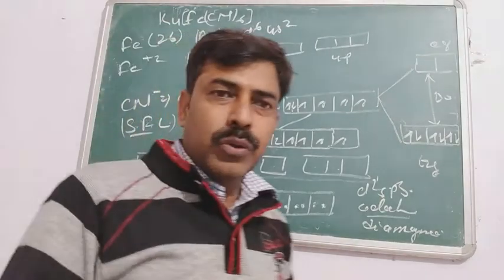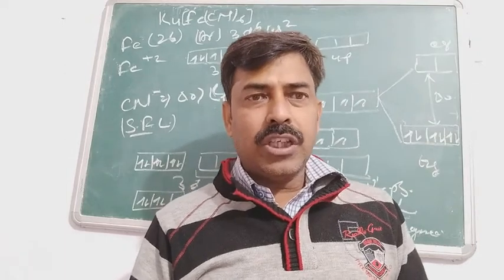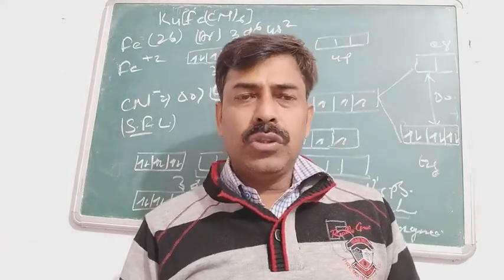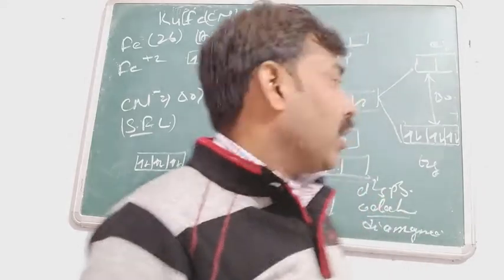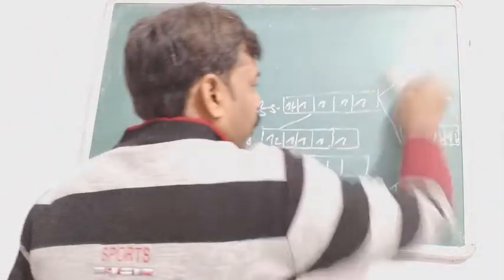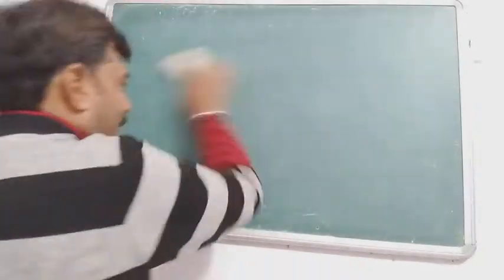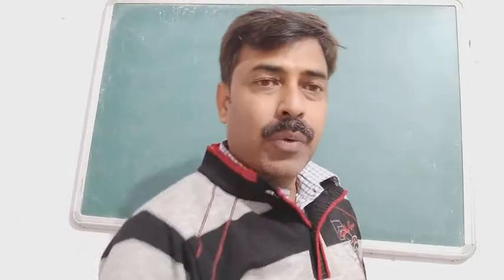Now we are going to see the last one, that is the synergic effect. What is the synergic effect? The synergic effect is also studied under the name of the metal carbonyl bond. Carbon monoxide shows a unique property. Carbon monoxide has 2 covalent bonds between carbon and oxygen and 1 coordinate bond between the same.